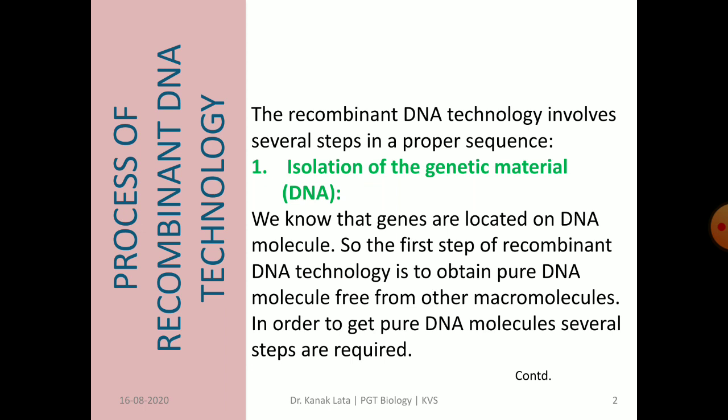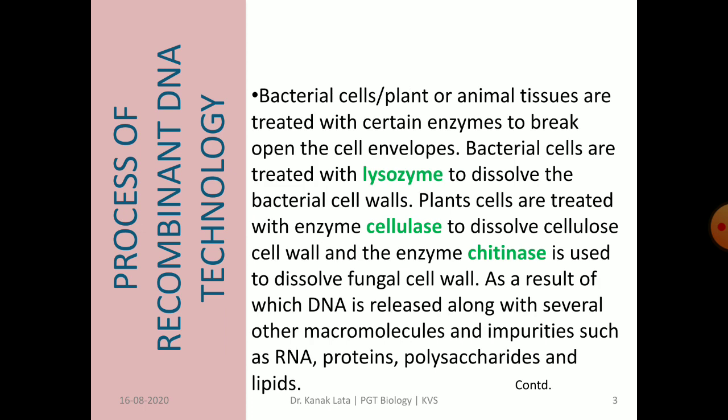So the initial step of recombinant DNA technology is to obtain pure DNA molecules that must be free from other macromolecules. In order to get pure DNA molecules, several steps are required. So let us see what the different steps for isolation of DNA are. Bacterial cells, plant cells, or animal tissue are treated with certain enzymes to break open the cell envelopes.